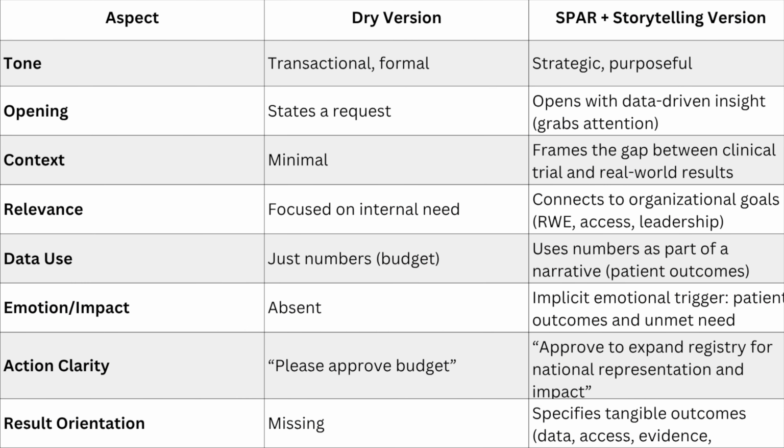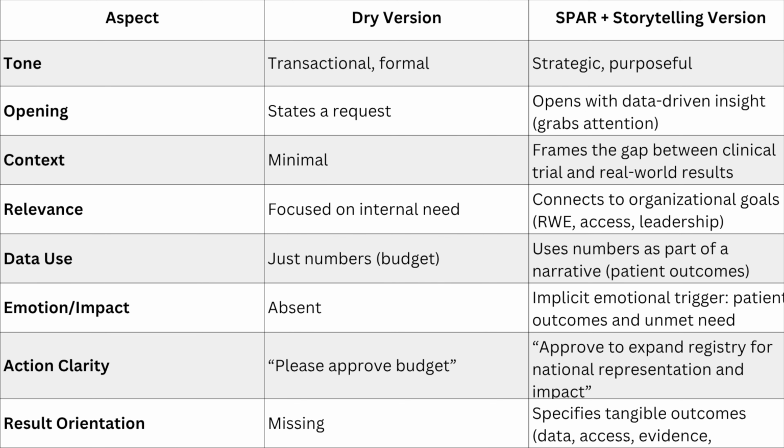Even the data, how it was used between the two emails, is different. In the first email, numbers just represent costs, not investment. But in the storytelling version, they become part of the narrative, showing the impact on patients, not just budgets. Another point, the emotions or the feelings is a big difference. The first message feels cold and procedural, while the SPAR version includes emotional triggers, hinting at the unmet medical need and its effect on patients.